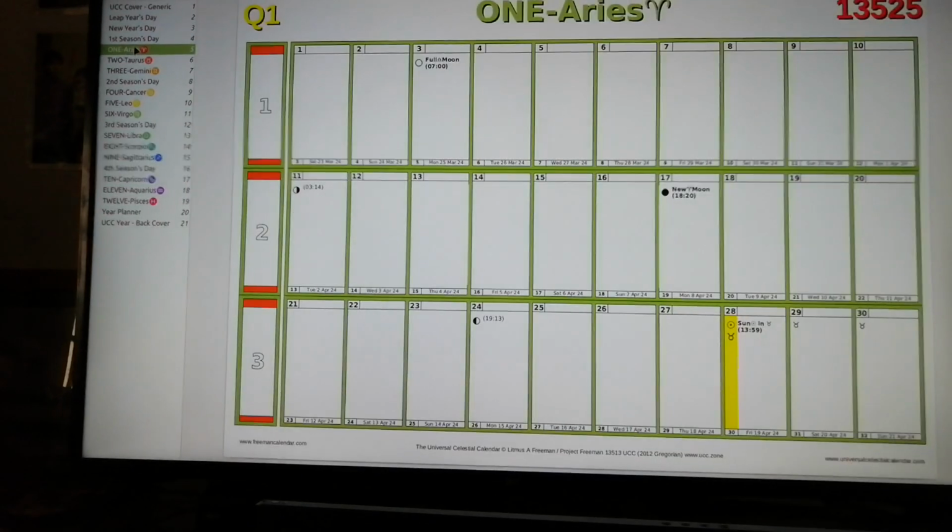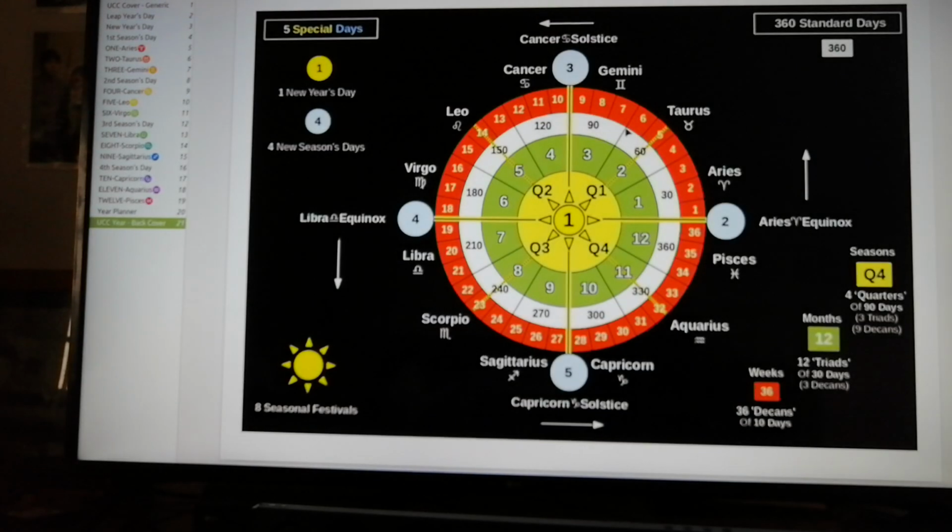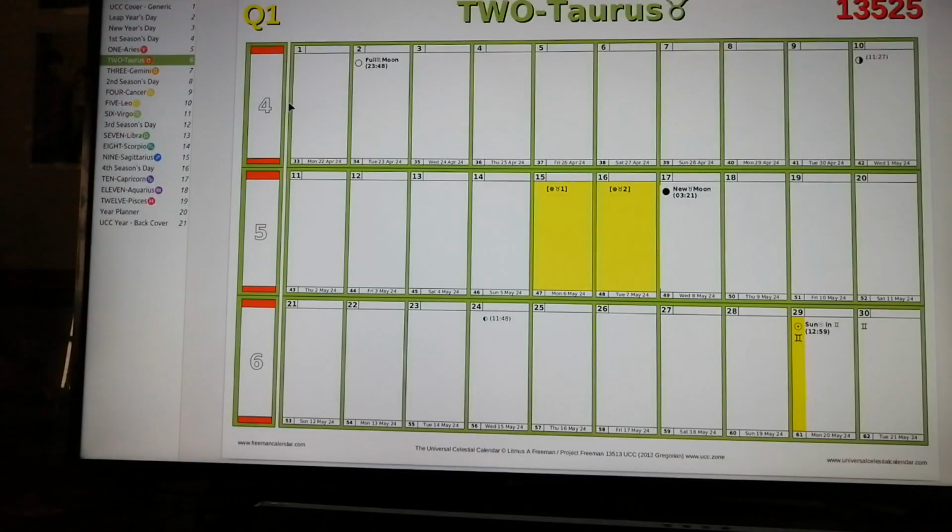So if we go through the months, Aries, Taurus, Gemini. Oh, and by the way, these yellow marked days, they show a festival. So this is the festival of Taurus, the middle of Taurus. So that is this point here. That's the mid-spring in the northern hemisphere. This is the mid-spring festival. It's also known as Beltane, and in the Gregorian calendar it's around the 5th, 6th, 7th of May. It's in the middle of Taurus.